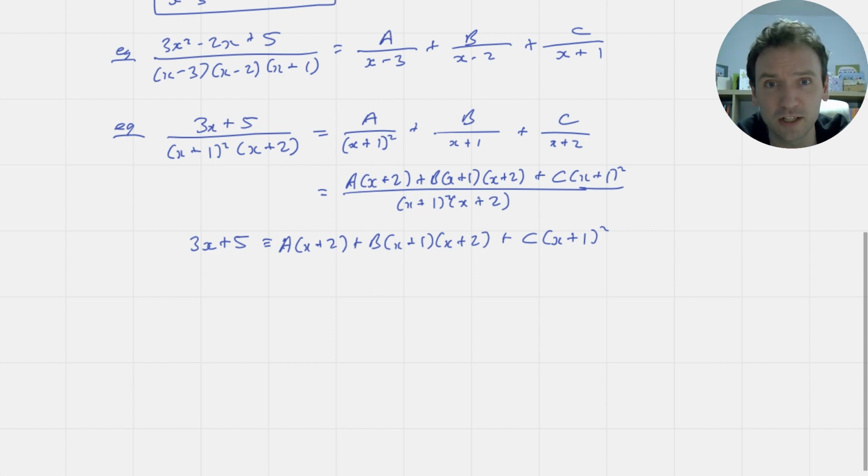What's going to be one good value to substitute into the right-hand side? Well, x equals negative 1 will make two of those terms disappear. So let's go for that.